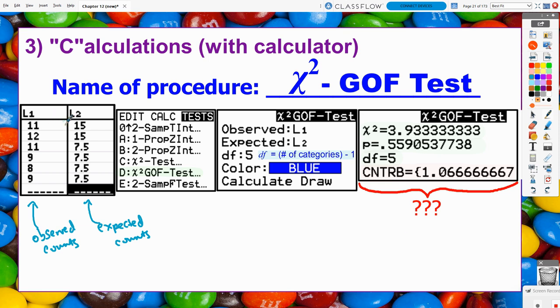You would think that the calculator could look at a list and go, hey, look, there are 6 values in this list. How about I just subtract 1 and do the math for you? But it doesn't. So write down the degrees of freedom as being 5.